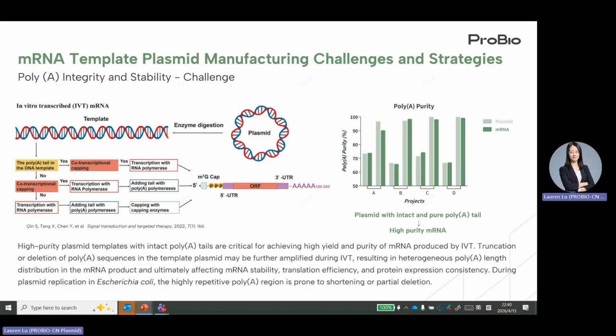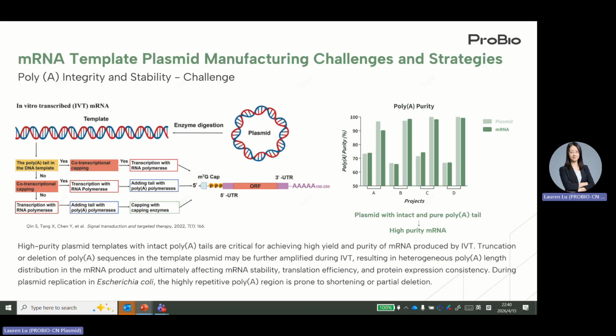Because IVT mRNA is transcribed directly from plasmid DNA templates, any truncation or deletion in the plasmid-encoded poly-A region will be directly reflected in the resulting mRNA, leading to poly-A length heterogeneity and poor product quality.